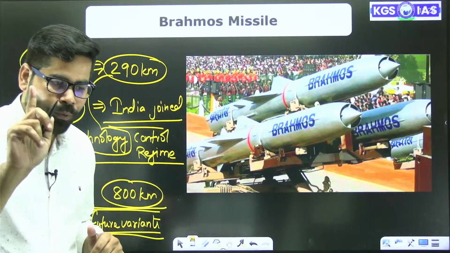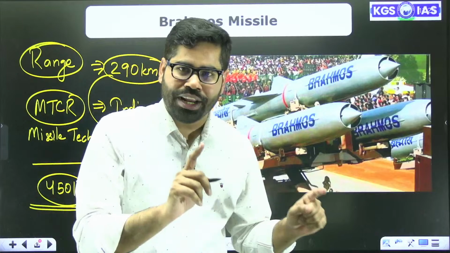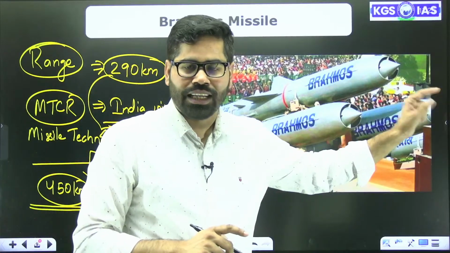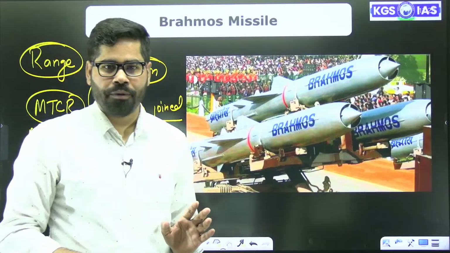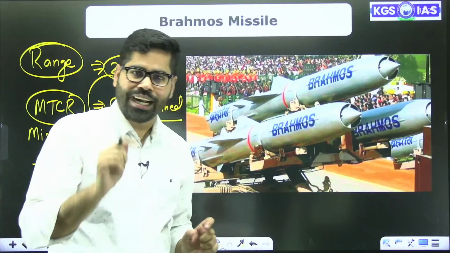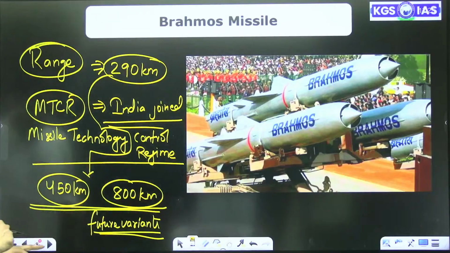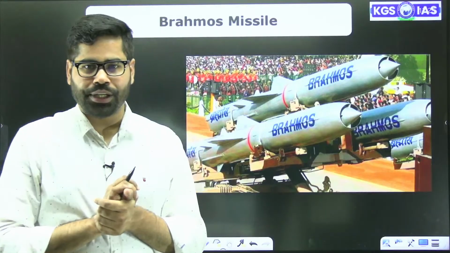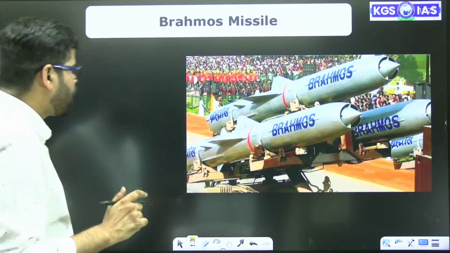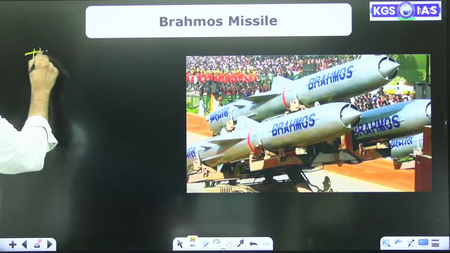Now tell me one more part. There is a country which has acquired this Brahmos missile from India for the first time. So what is the name of that nation? One country has got it from India. What is the name of that country?